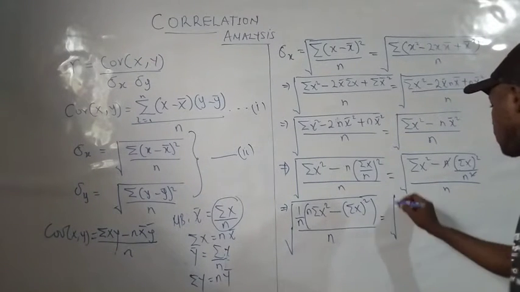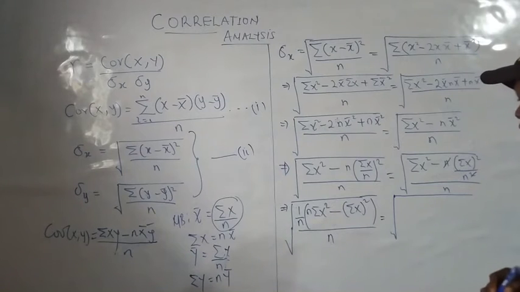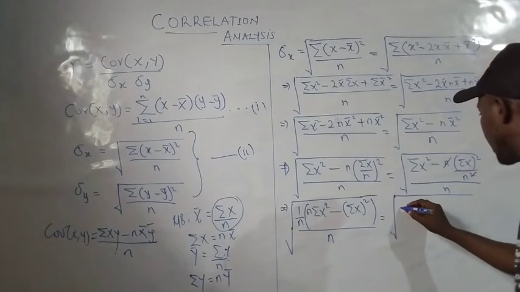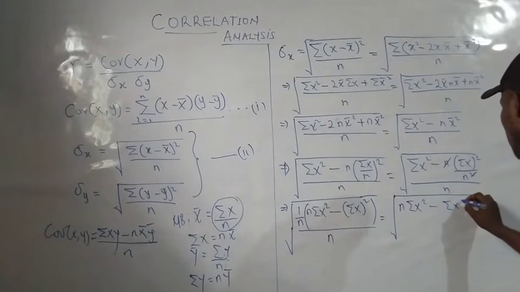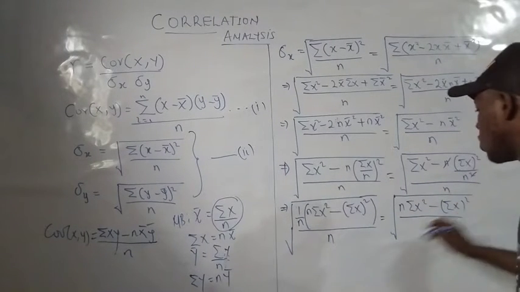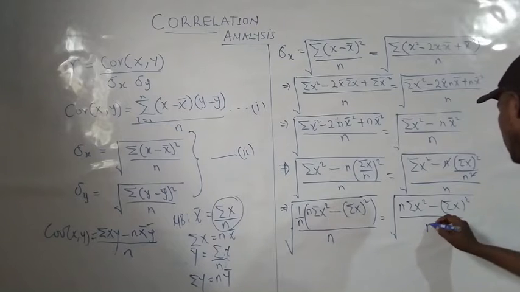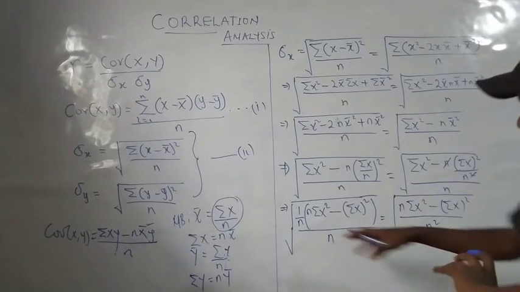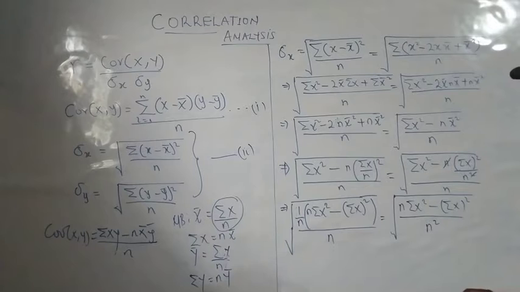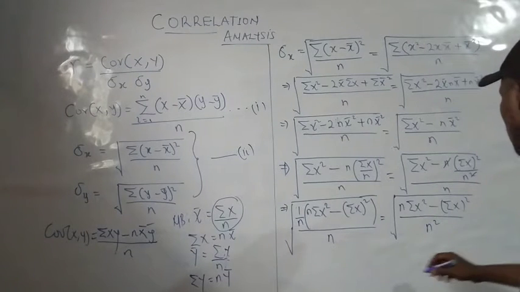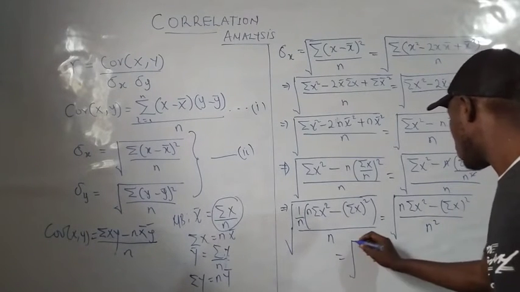So at the very end, I'll be having the square root of n summation of x squared minus summation of x all in bracket squared all over this n times n. So I have n squared because of the division symbol. It turns over to become a multiplication. I have n squared. And finally, you know that this will fetch us the square root of what?